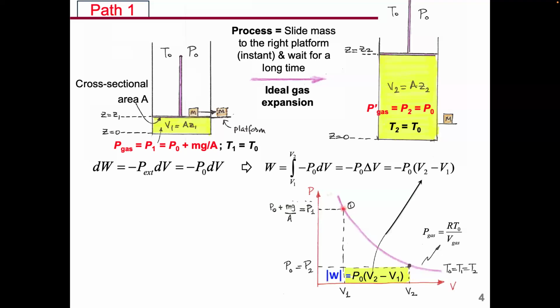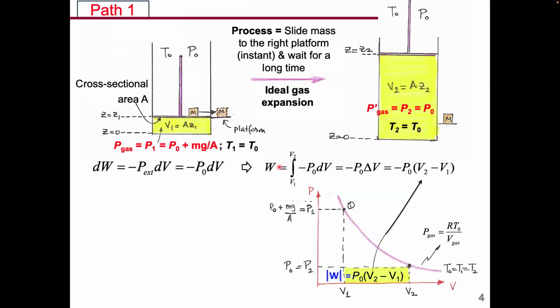Now, when we are talking about external pressure, initially your external pressure P1 is equal to P0 plus mg divided by A. But when we are doing this process, we are instantaneously removing this mass. So the external pressure all of a sudden drops to P0. So your external pressure actually follows this path: drops to P0 instantaneously and stays at P0.